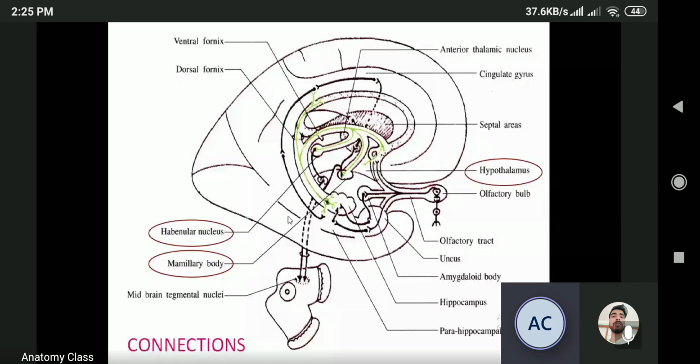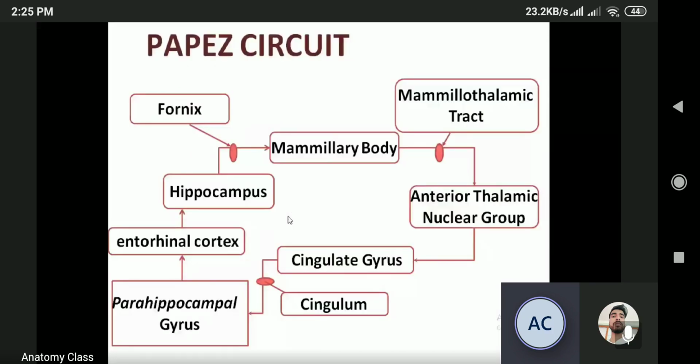Then finally, the most important part within the limbic system, from your examination point of view also, is the Papez circuit. The fornix is one of the critical component parts of the Papez circuit. The Papez circuit, as described by James Papez and named after him, is a closed circuit that consists of the following pathway. Let's start here from the hippocampus.